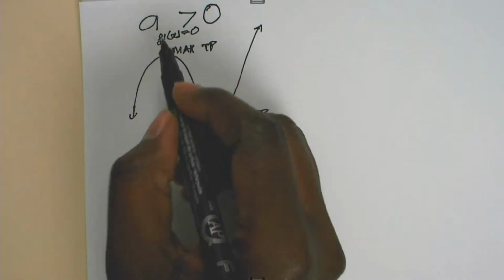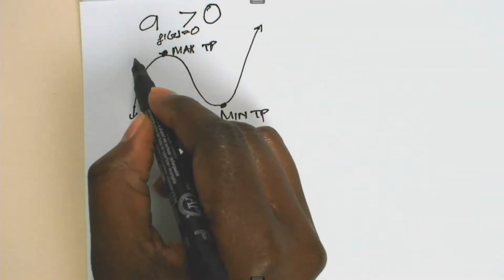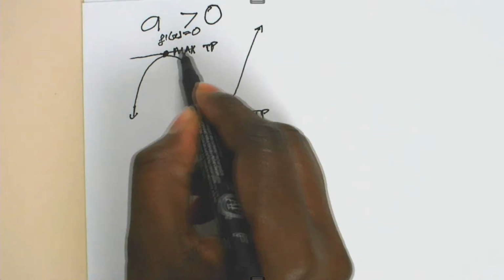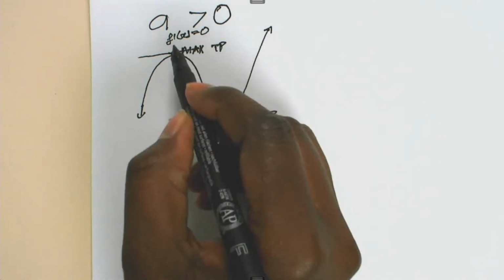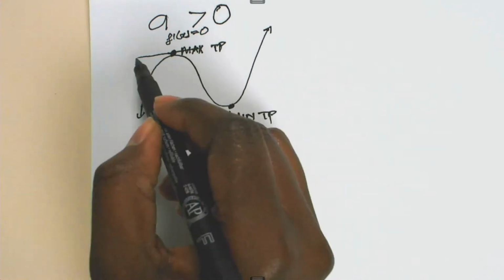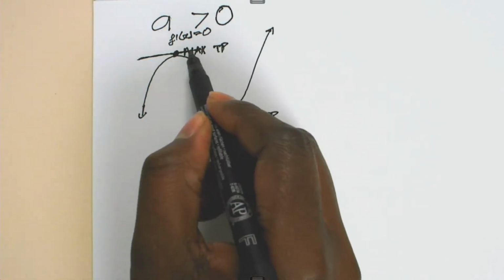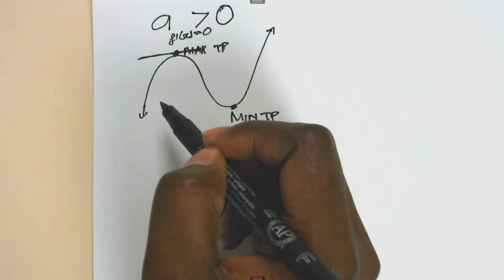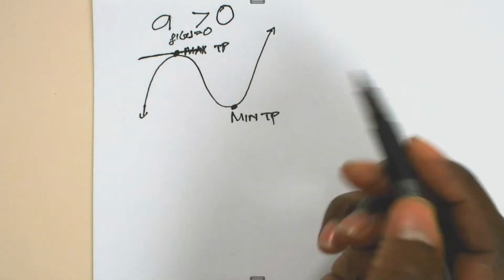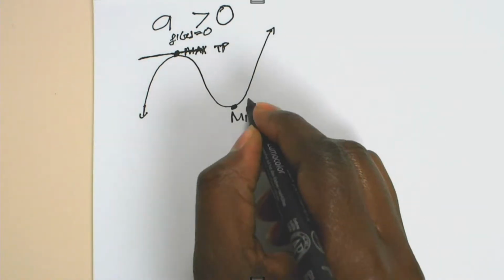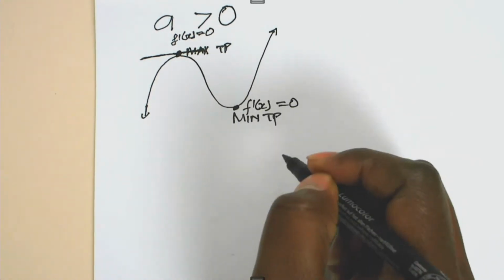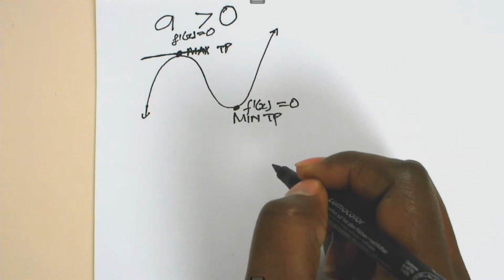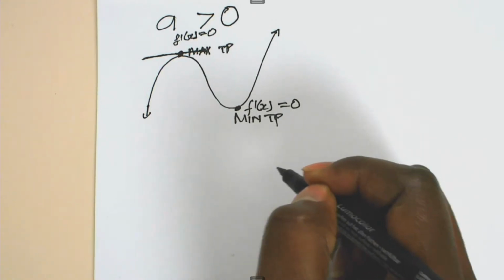Suppose I draw a tangent line to this curve here. Remember, it touches the curve at one point, and from grade 10 and 11, you know that the gradient of a horizontal line is always equal to 0. The same goes for the minimum turning point. F prime of x here is equal to 0. Therefore, at the turning point, the gradient is equal to 0.